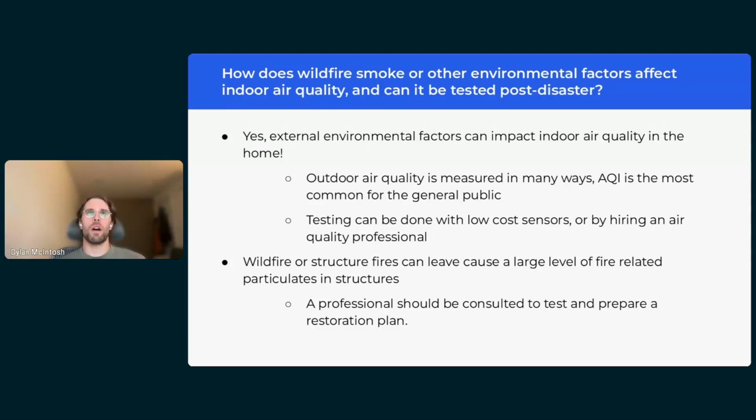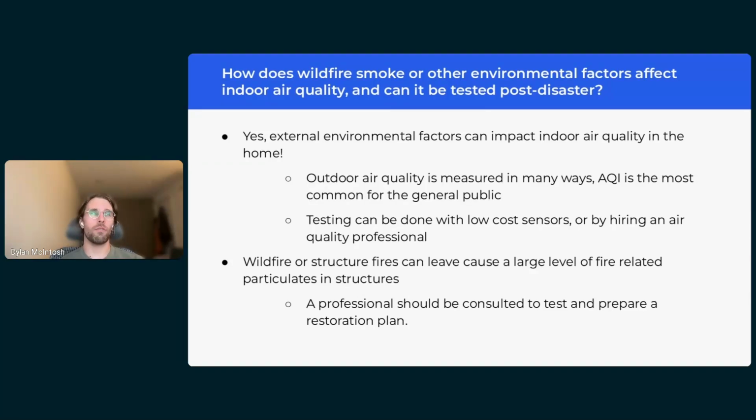We've had a lot of questions about wildfire smoke and other environmental-based factors and what can be done to test that. So it's most definitely a fact that external environmental factors can impact indoor air quality. Outdoor air quality is measured in a lot of different ways, but there's one that you can find pretty easily. It's probably even on your smartphone's weather app, the AQI. It's a generalized scale as far as how the outdoor air is in that day. It takes into consideration particulate matter and other contaminants. Testing can be done with low-cost sensors or by calling a professional.